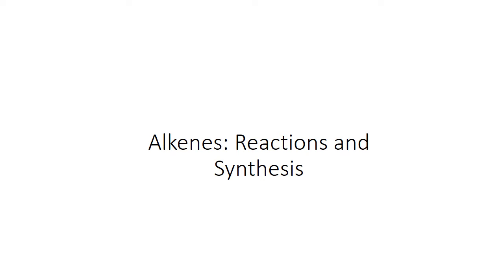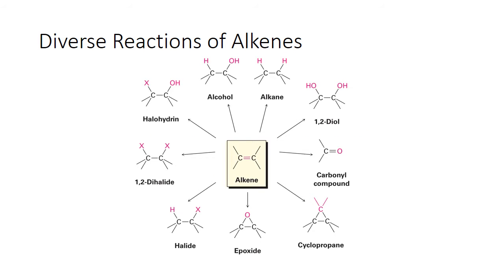In Chapter 8, we're going to start learning about alkenes and the reactions that they undergo and how to make them from other compounds. If we look at the alkenes, we're going to see they have a functional group that allows them to be converted to other compounds, and that other compounds can be converted to the alkenes.